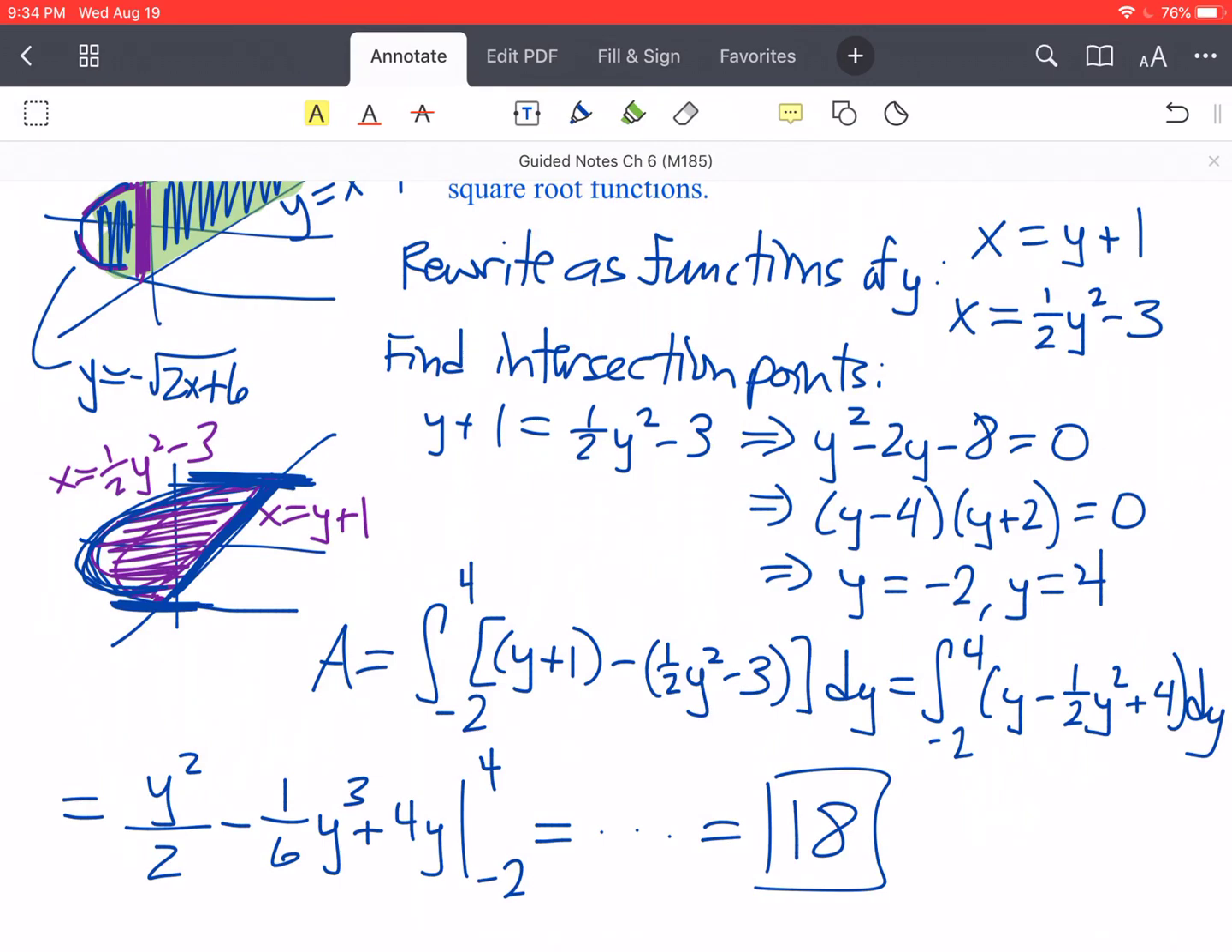So that's it for section 6.1. When we come back in the next section, we're going to be looking at one of our applications of integration. But that is it for areas between curves and the beginning of horizontal integration. So I'll talk with you all in the next section.